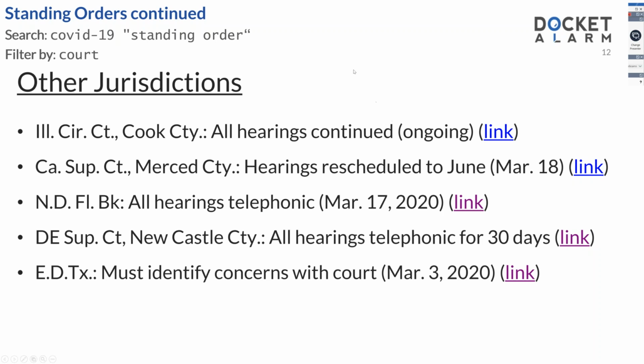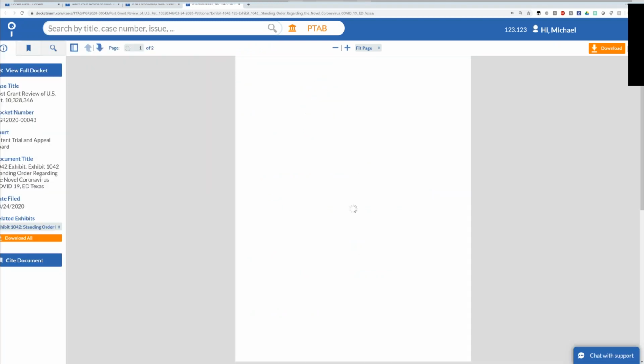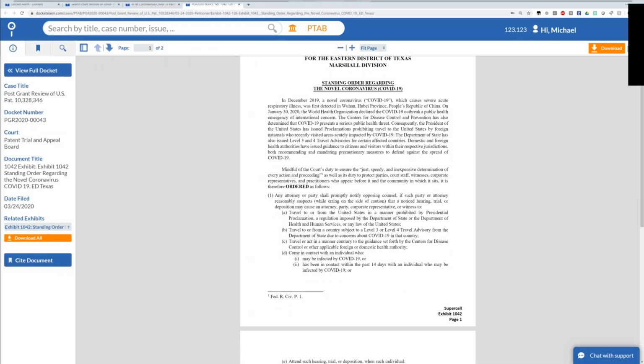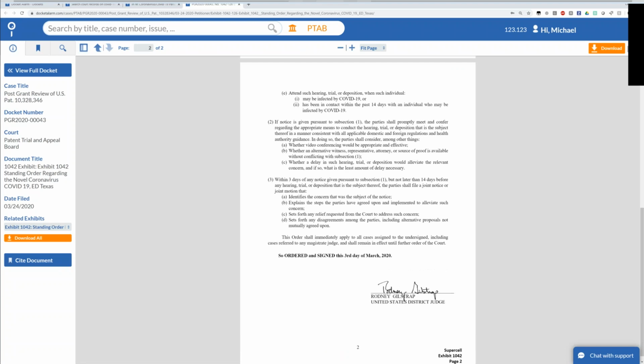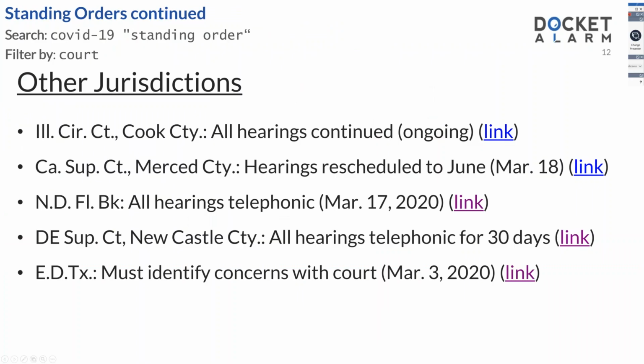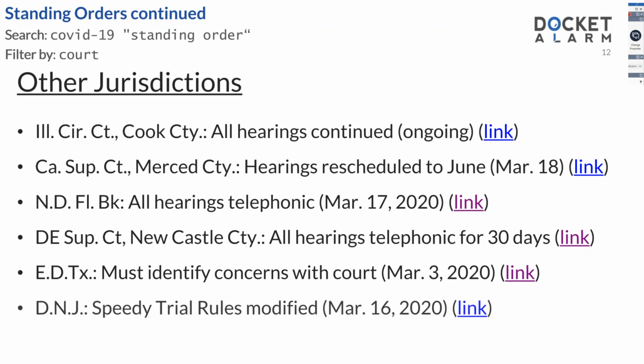I think within 14 days. We can take a look at that order just by clicking on the link here. Here's their standing order. We don't have to go into the details, but generally, within 3 days of any hearing, they more or less have to schedule a meeting with the court to discuss how you're going to deal with COVID-19. So this really just shows you the range of procedures that are going on across jurisdictions in the country. There's no one size fits all here at all. You really have to be up to date on what's going on for your particular jurisdiction and your case.